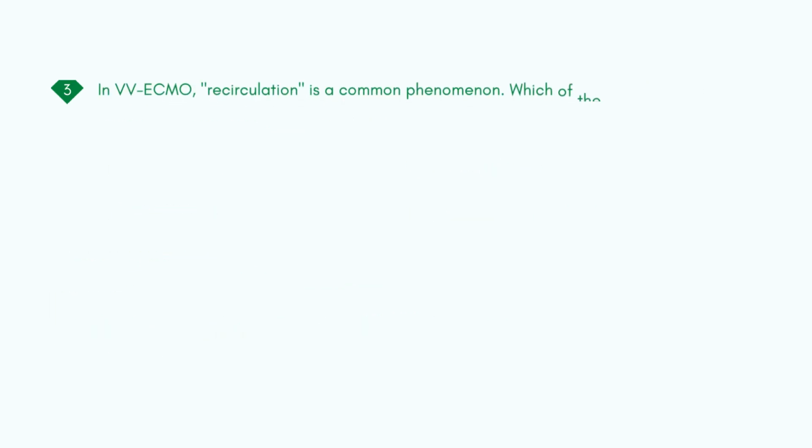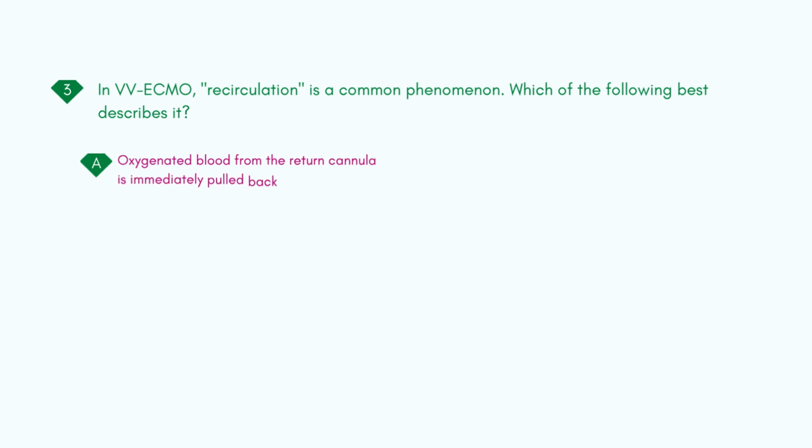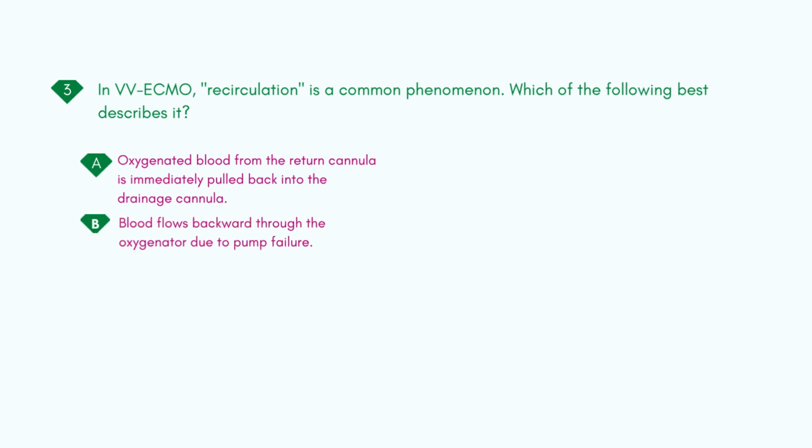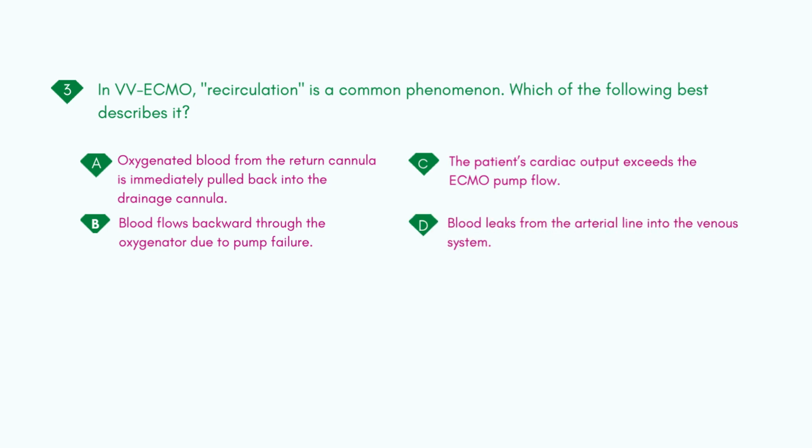In VV-ECMO, recirculation is a common phenomenon. Which of the following best describes it? A. Oxygenated blood from the return cannula is immediately pulled back into the drainage cannula. B. Blood flows backward through the oxygenator due to pump failure. C. The patient's cardiac output exceeds the ECMO pump flow. D. Blood leaks from the arterial line into the venous system.